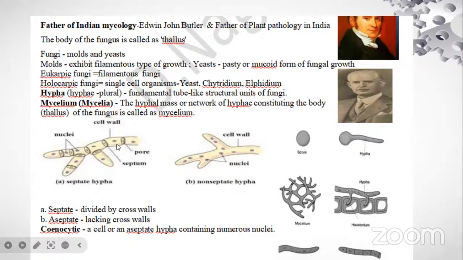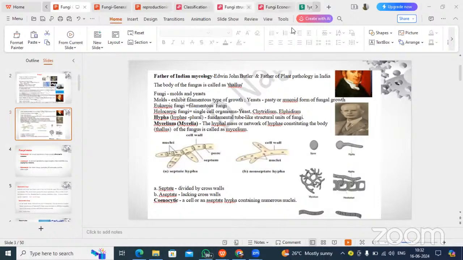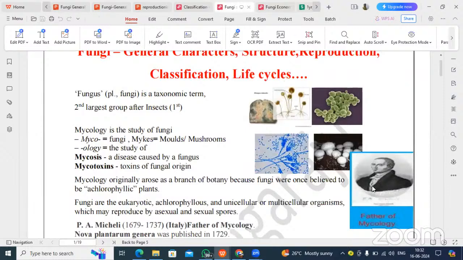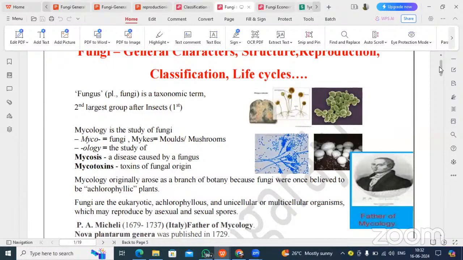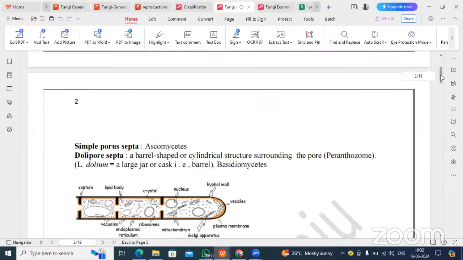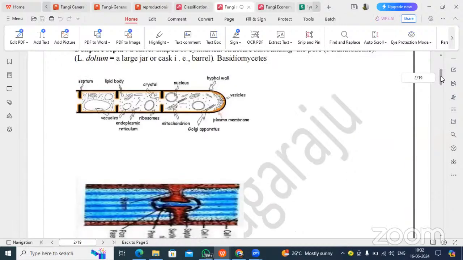In the Ascomycetes, what type of septum is it? Simple porous. There is a small cavity, an empty space in the septa. Yes or no? Yes, sir. Whereas in the other, the next one is the dolipore septa. Which one? Dolipore. Basidiomycetes. Yes, that is there in the Basidiomycetes.